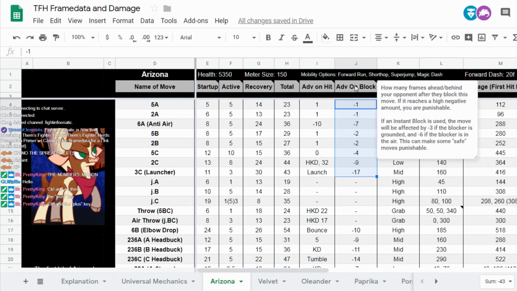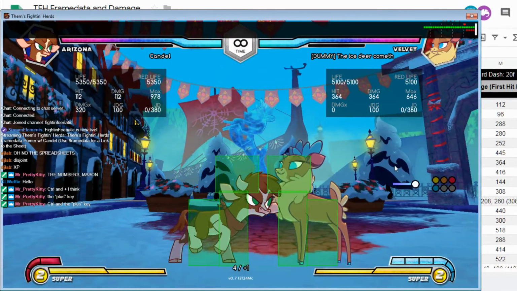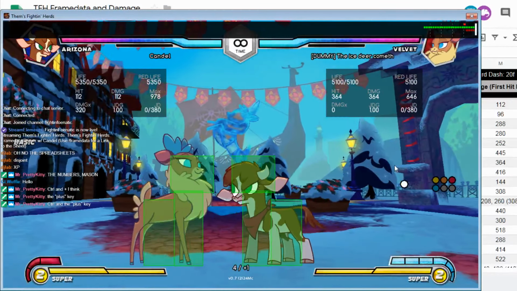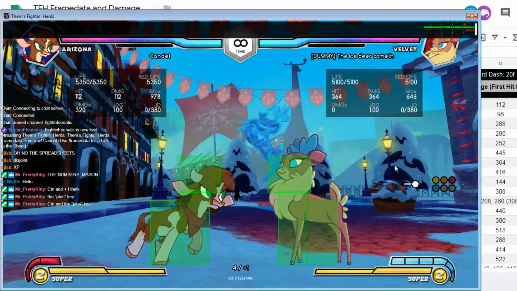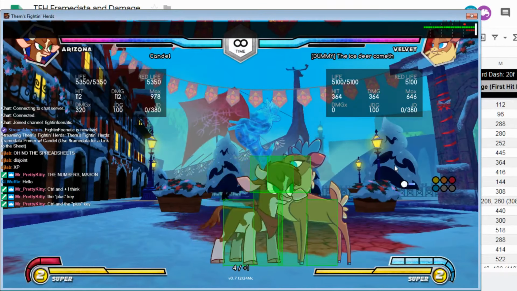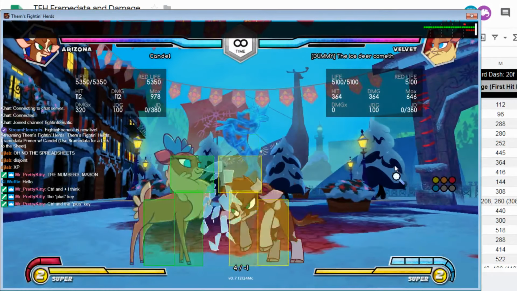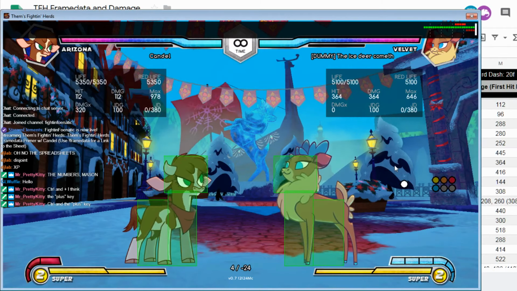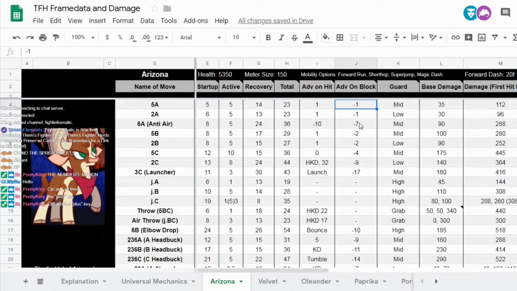Now, what does advantage on block mean? Well, when you hit your opponent, they get put in a state called hit stun, where they can't move, they can't act, they can't do anything until the hit stun ends. And you're also locked into your animation, assuming you don't cancel your move, where you can't do anything until your move ends. And the same concept applies to block stun. So if you hit them and they block it, they're locked into blocking for a set amount of time, and you're locked into your attack for a set amount of time, and one of you is going to recover first. Advantage on block is a way of visualizing who recovers first and how much sooner they recover.